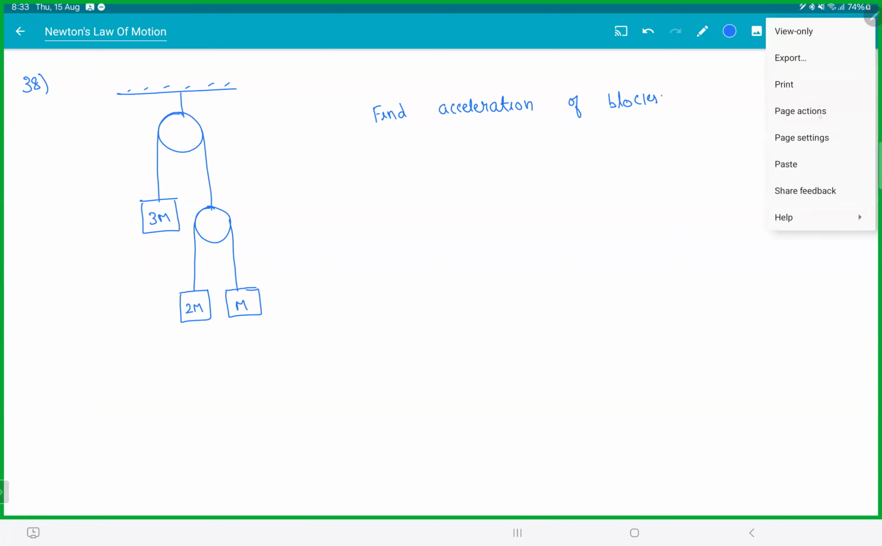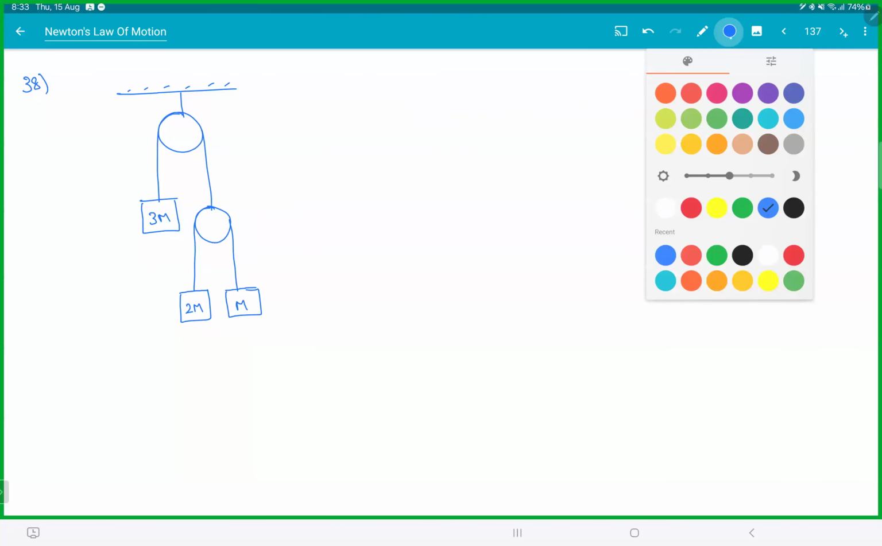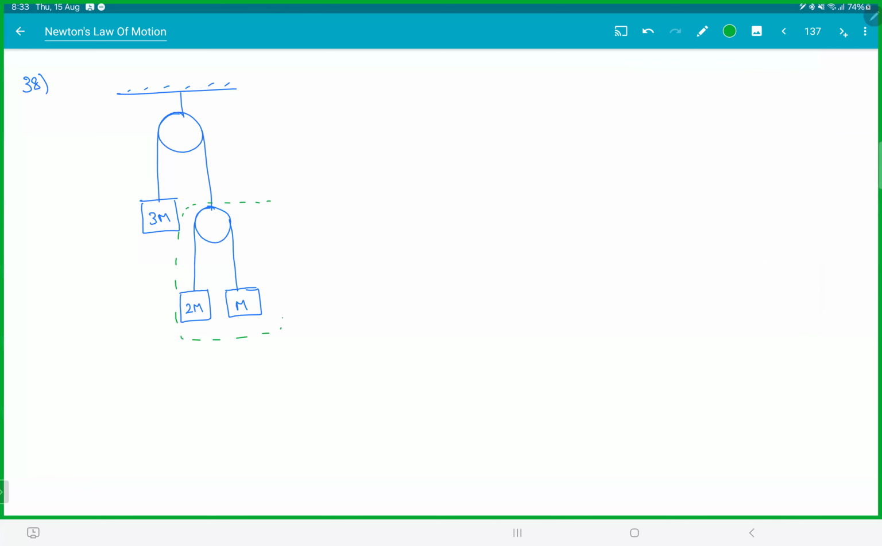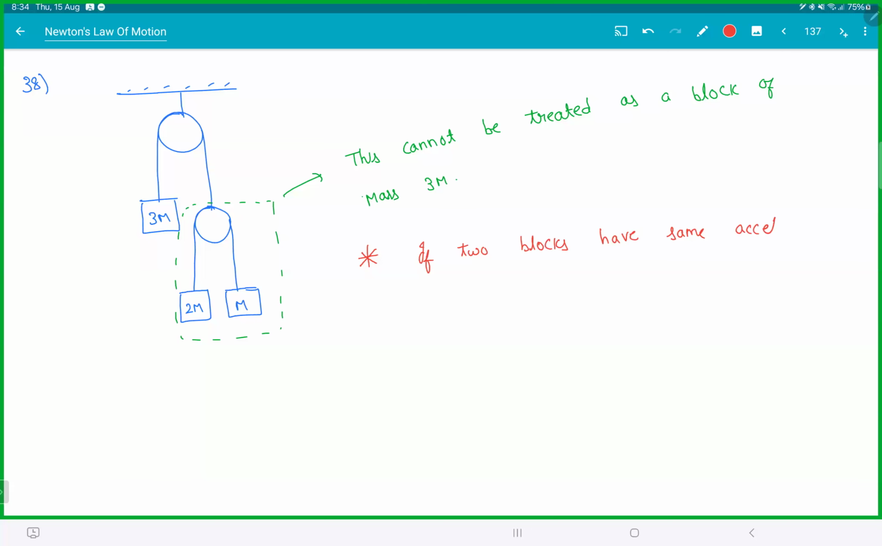Be careful. The first mistake generally people do is that you can't treat those two as one system. Because the 2M and M are moving, this cannot be treated as a block of mass 3M. You can treat that as a system, one block, but it is not mass 3M, since 2M and M have different accelerations. So you can remember this: if two blocks have the same acceleration, magnitude and direction, then you can treat them as one block. You can take anything as a system, but if you want to say the total mass is 3M, then they should have the same acceleration.